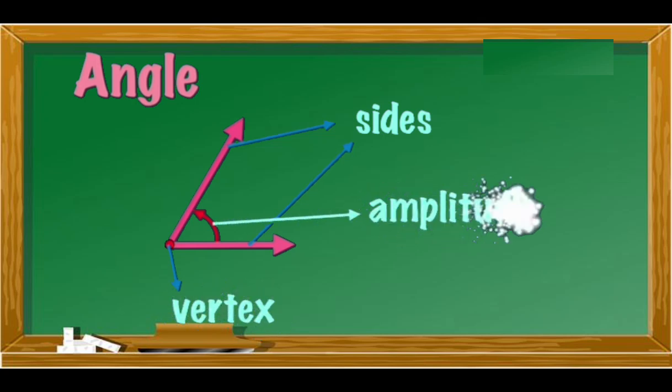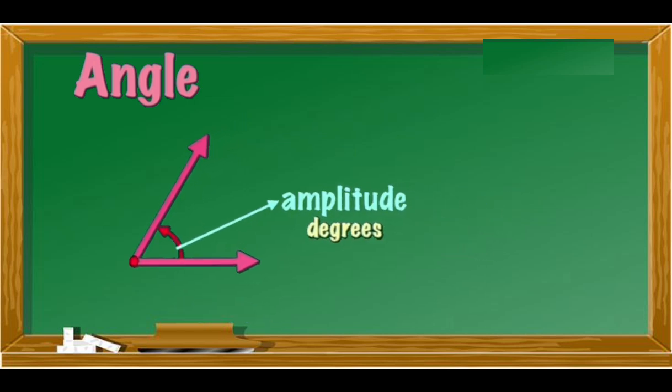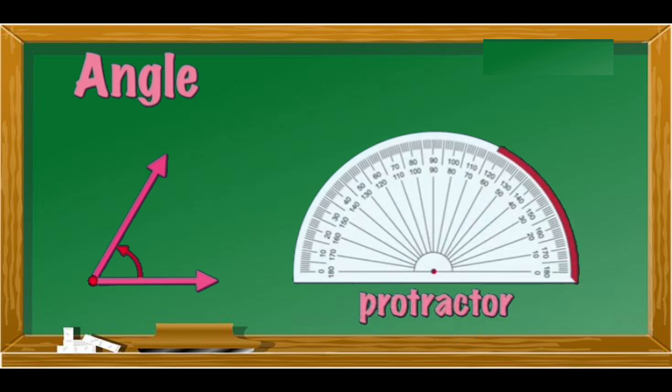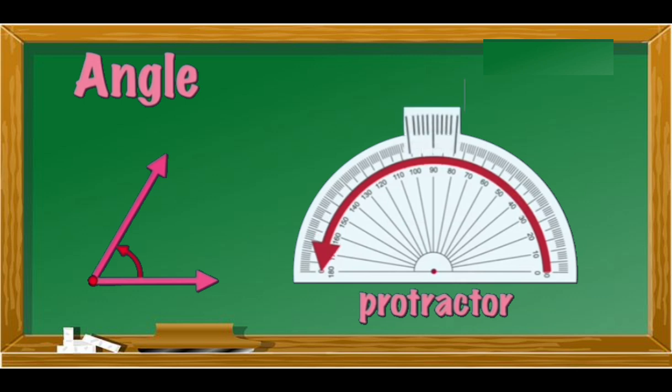An angle's opening is called amplitude and is measured in degrees. To measure the amplitude of an angle, we use an instrument called a protractor. A protractor is semicircular in shape. The midpoint of its horizontal edge is called its center. The whole protractor is divided into 180 equal small divisions.